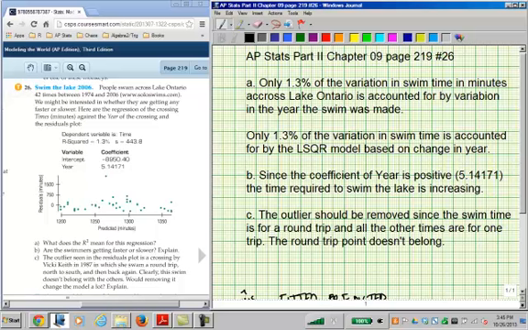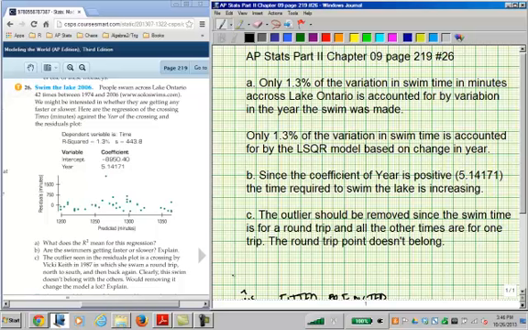So only 1.3% of the variation, which means 98.7% of the variation in swim time, is not accounted for, is reflected in the residuals, and is accounted for by other variables other than change in year. Moreover, there is a huge residual, namely this residual right here, and we're going to talk about that in a minute. So that casts further doubts on the validity and the usefulness of this model.